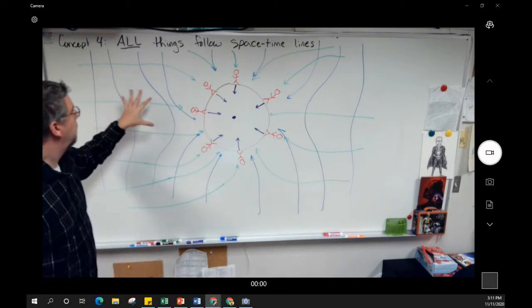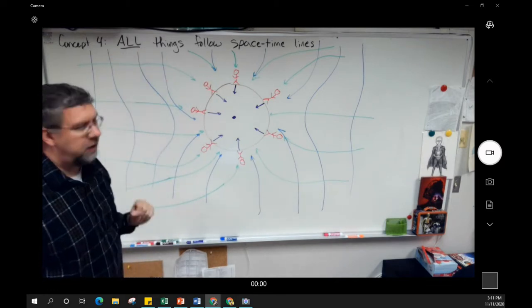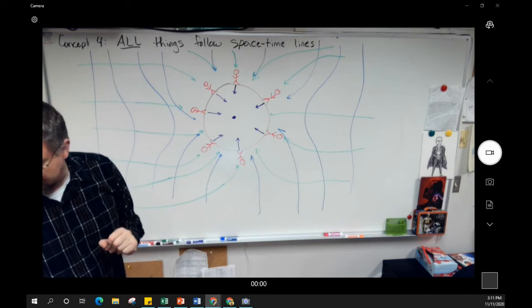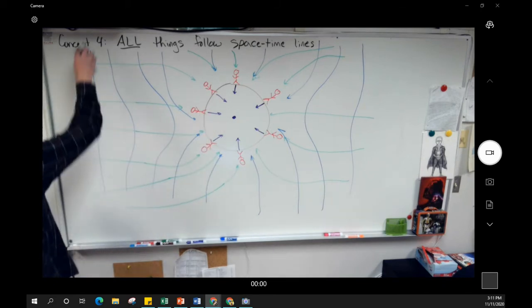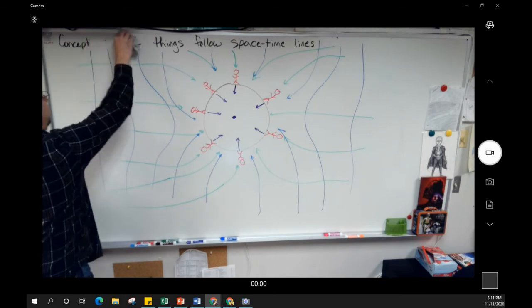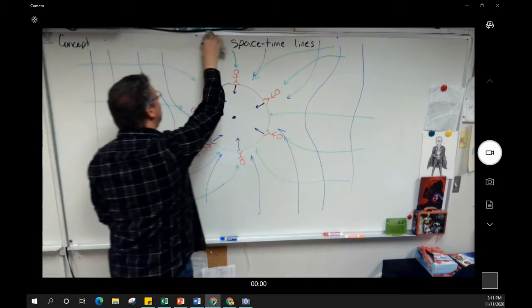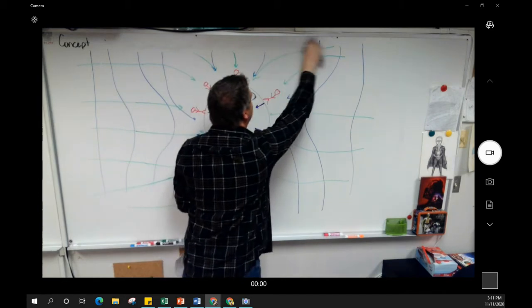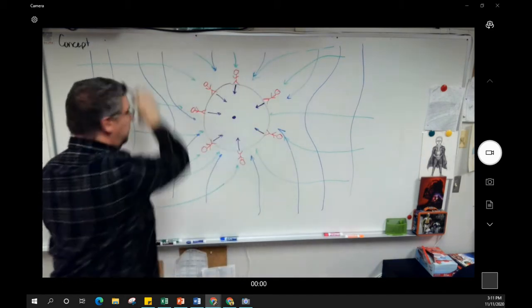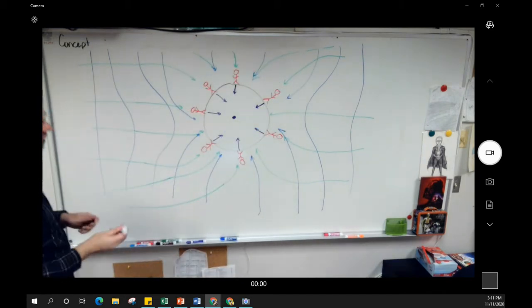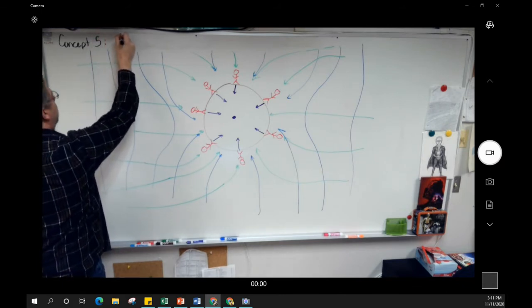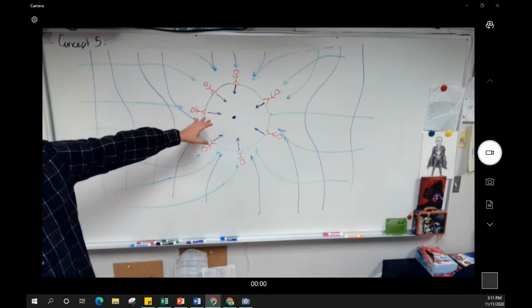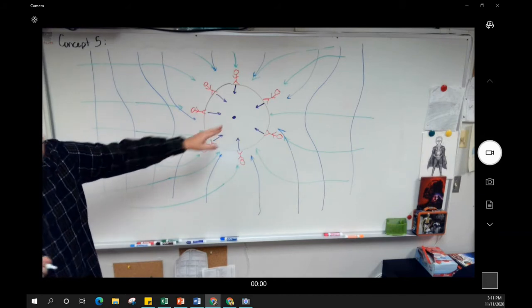So concept number 4, all things follow space-time lines. And we can already see here what concept number 5 is going to be. And that is that all these lines curve in toward the center of objects that have mass.